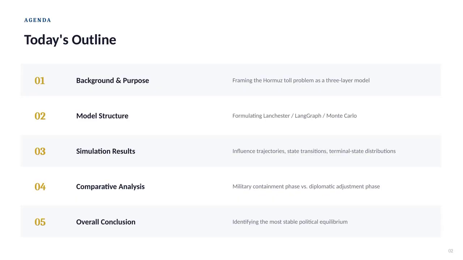Here is today's outline. First, the background and purpose of this study. Second, the structure of the three mathematical models. Third, the simulation results. Fourth, a comparative analysis between the pre- and post-ceasefire phases. And fifth, the overall conclusion about the most stable political equilibrium.